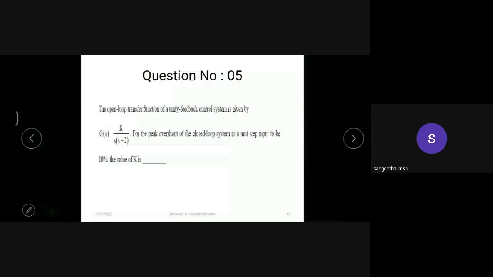The open loop transfer function of a unity feedback control system is given, and they mention unity feedback and peak overshoot is 10 percent for a unit step input. Now they are asking the value of k. Okay, we know the peak overshoot.